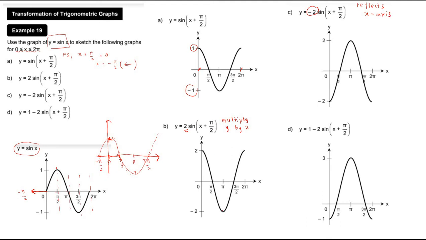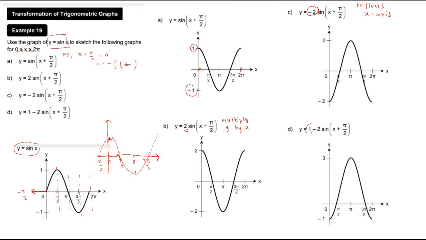So, the shape of the graph reflects. Okay, from negative 2 pergi dekat 2. So, macam inilah bentuk dia sekarang untuk reflection. And then, y equal 1 minus 2 sin x plus pi over 2.